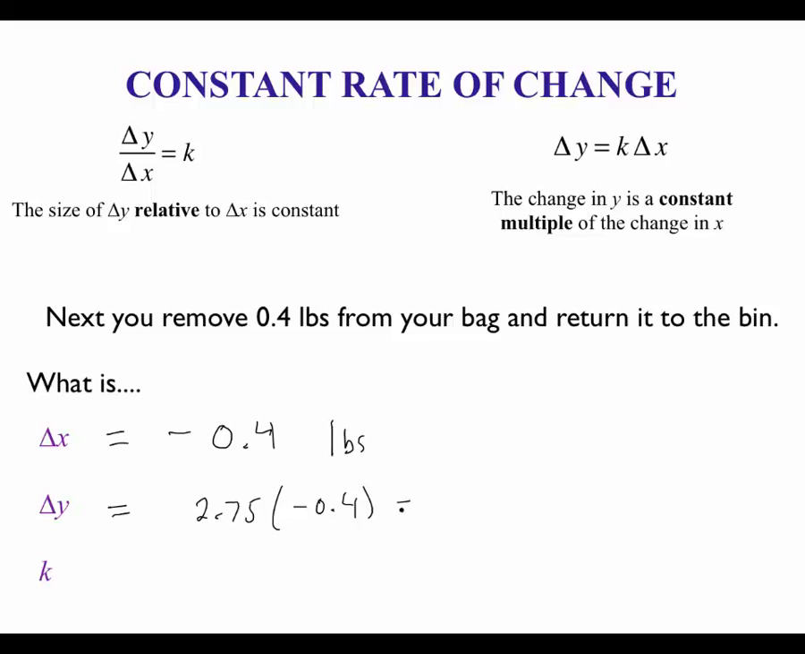And so we'll get a negative value. Does it make sense? Because you're taking pounds out, and this is about your cost, right? It makes sense that delta y is negative, because your cost went down when the pounds went down. Okay? Is k positive or negative 2.75? Still positive.